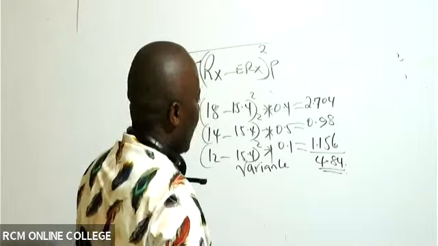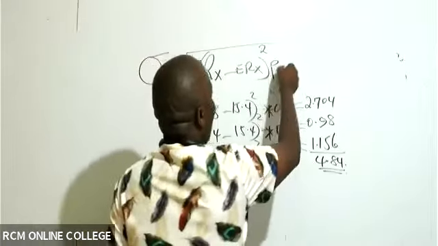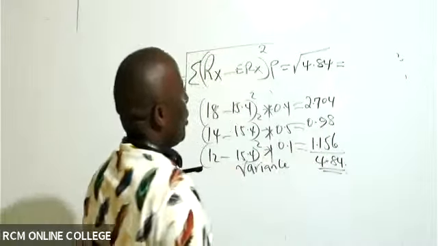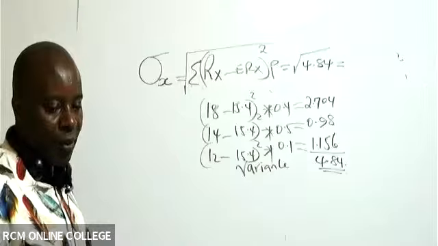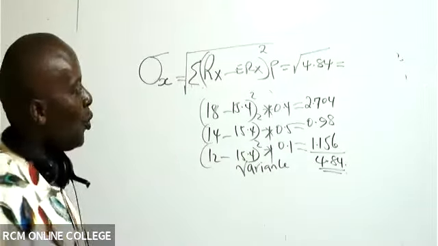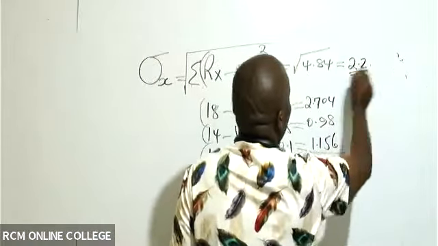Variance. And the standard deviation is the square root of the variance. So I should come here and say square root of 4.84. Then that will give us what figure at the end of the day? 2.2. So this gives us 2.2 like that.